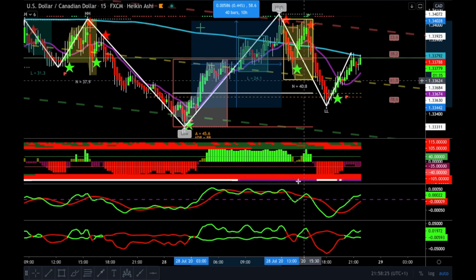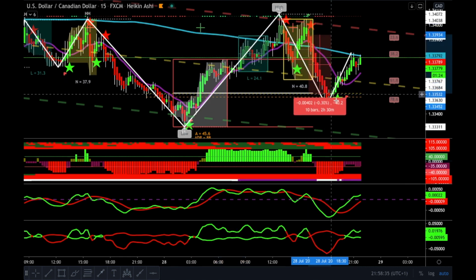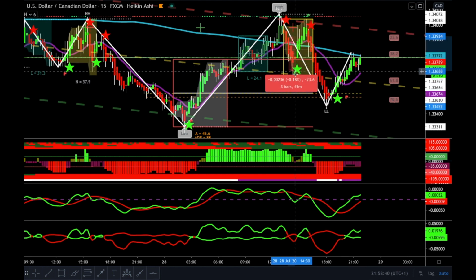And even if you wanted to get in the sell later on today, notice what happened. You had the MACD crossover here. You had a star. You had the BACD crossover here. And then you would have got in here. Even if you got in on this one, you still would have made some pips going down here.